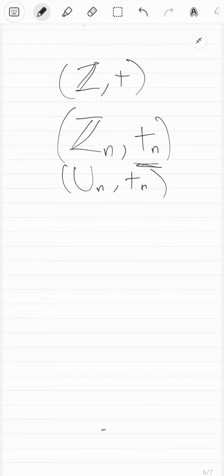So this is slightly different. It's not addition. Addition is not what it is, it's multiplication now. So addition was straightforward, but what about multiplication?